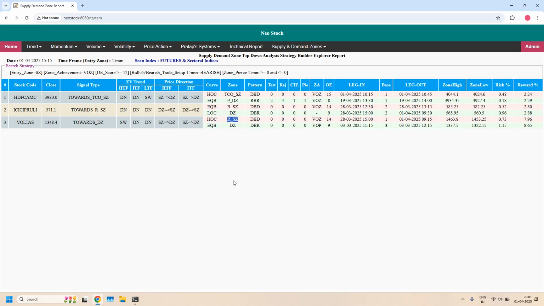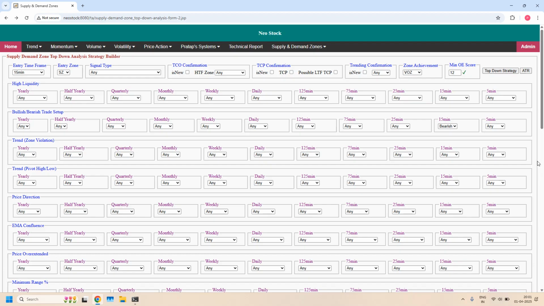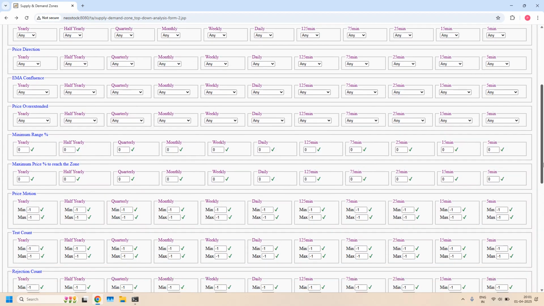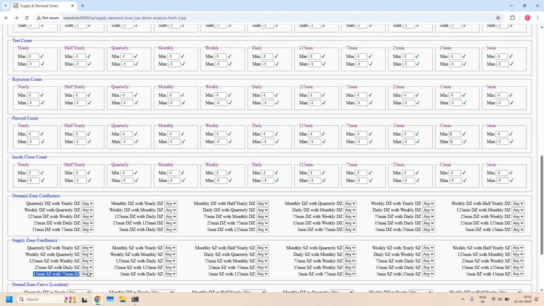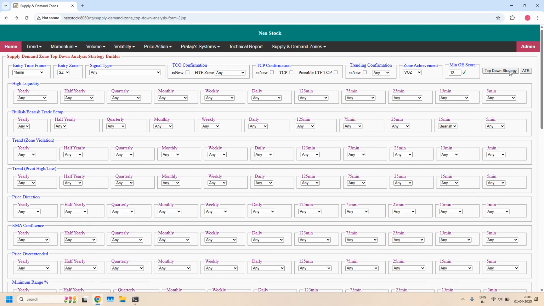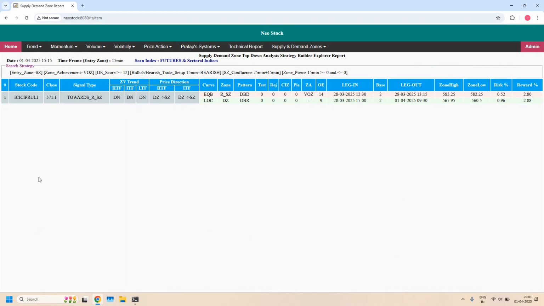Out of these 3, how many are having more high probability to get success? Let us filter. First one, LTF, ITF supply zone confluence. That is 15 minutes and 75 minutes supply zone confluence. So I enabled the filter. We got only 1 stock. So in this stock, this 15 minute supply zone overlapped with 75 minute supply zone. And 75 minutes trend is down.